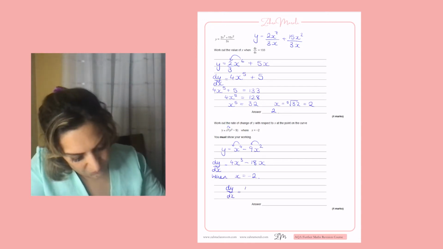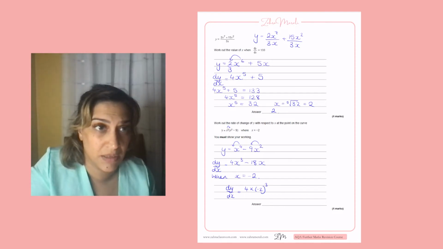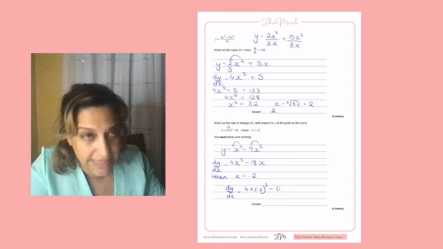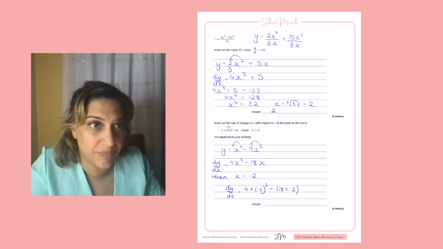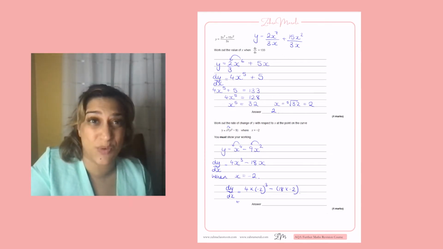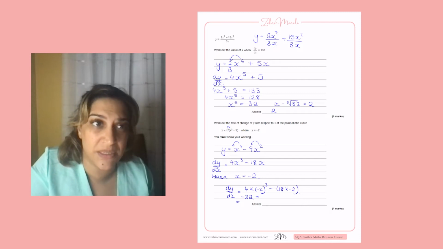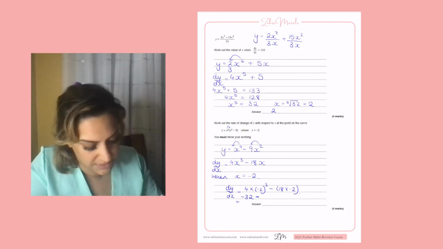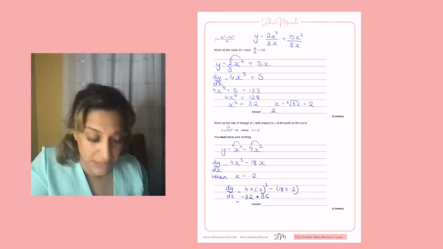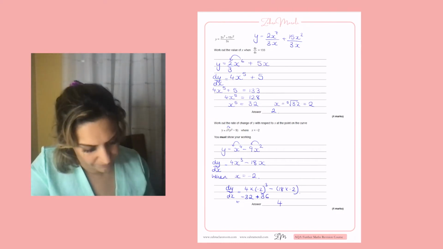So we're going to get 4 times minus 2 cubed, minus 18 times minus 2. So minus 2 cubed is minus 8. So we've got minus 8 times 4 to give me minus 32. 18 times minus 2 is minus 36. Minus and a minus make a plus. 36 minus 32 to give me 4.